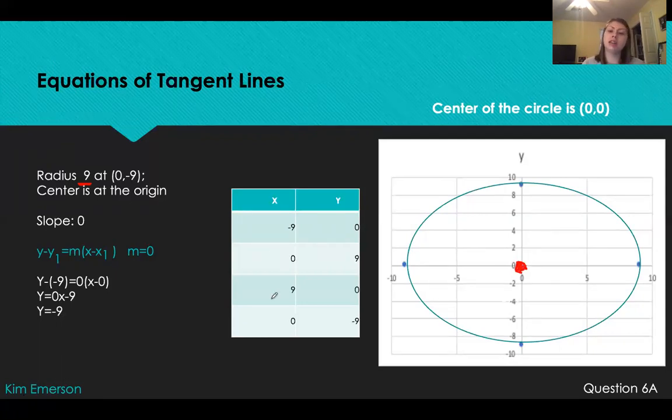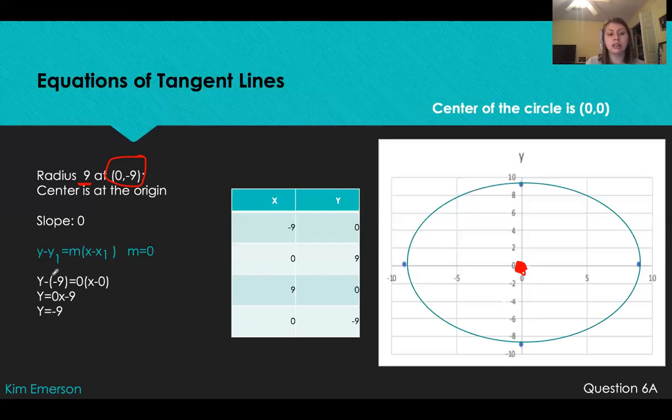So if we look, we see that our slope is 0 because it hasn't gone anywhere. Remember what we talked about? If there's no rise and no run, then the slope is 0. So what we're going to do is y minus y1 equals m times x minus x1. And that'll give us m equals 0 because that's our slope. M is our slope. So m equals 0. And so now we're using the points right here that we were given, just like we did for perpendicular lines. This is just trying to find the radius. So the radius 9, center is at the origin.